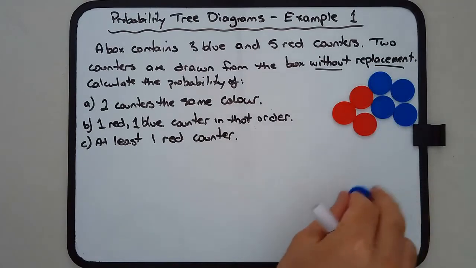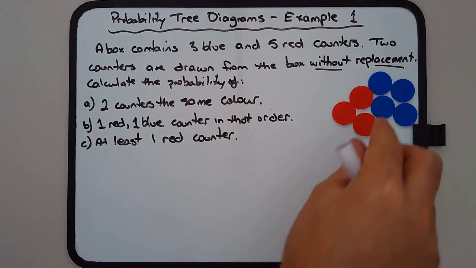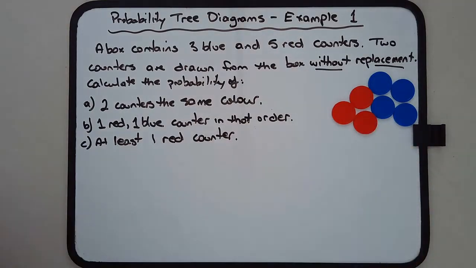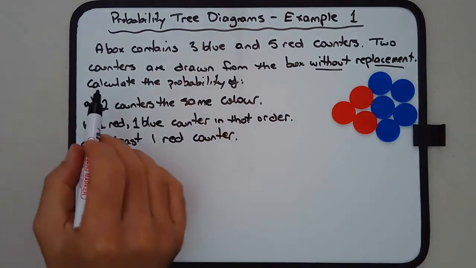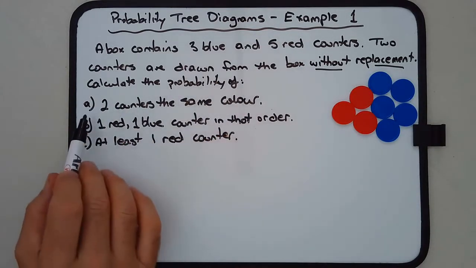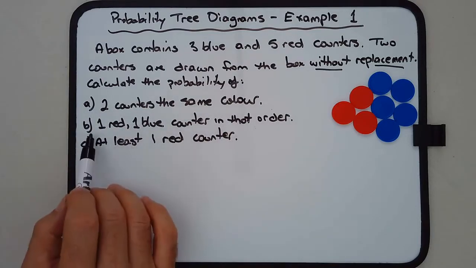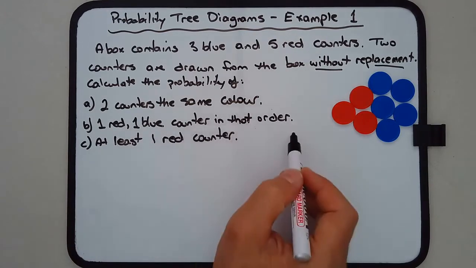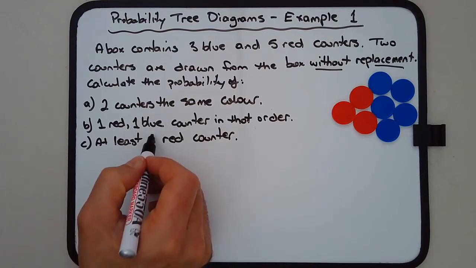In other words, we draw 1 counter, we don't put it back. So the next counter that's drawn, the probability of that is going to be a little bit different from drawing the first counter, because the number of counters would have changed. Calculate the probability of, part A, 2 counters are the same color. Part B, drawing 1 red, 1 blue counter in that order. And part C is at least 1 red counter.